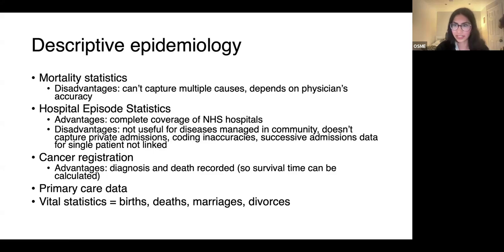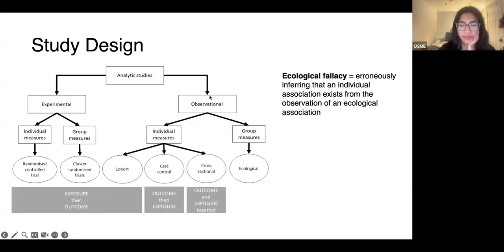So mortality statistics, obviously it's about death, cause of death. Hospital episode statistics about cases that are coded in hospital, sort of on EPR. Cancer registration is specifically for oncology cases. Primary care data is like the system that we use in GPs, so in Oxfordshire, like EMIS. And vital statistics is any general things, births, deaths, marriages. Okay.